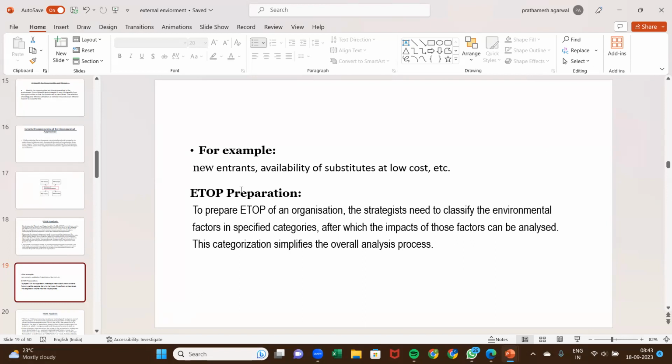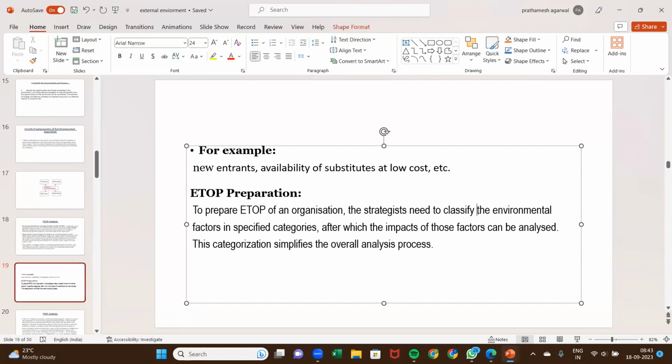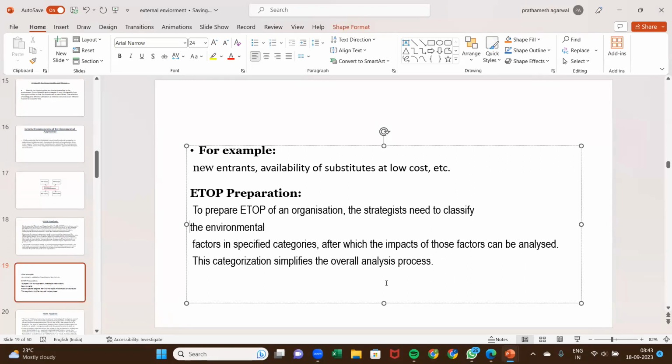Now, how to do an ETOP preparation? To prepare ETOP of an organization, the strategists, first of all, need to classify the environmental factors in specified categories, right? After which the impact of those factors can be analyzed.